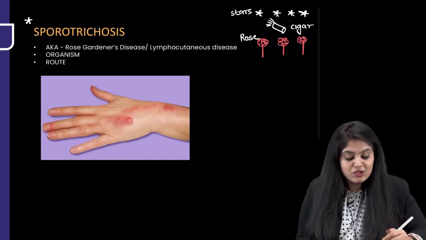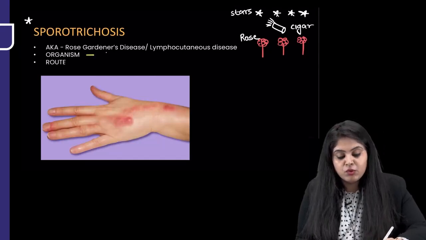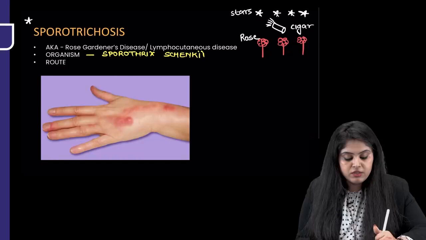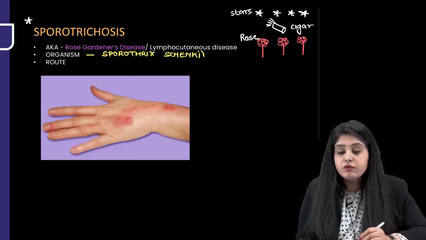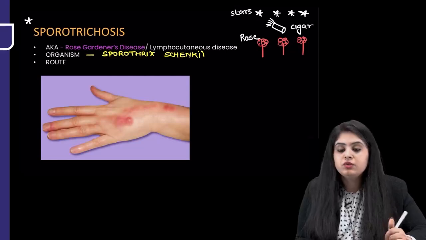Now let's start. Which organism am I talking about? Sporotrichosis will tell me that I am talking about Sporothrix schenckii. Next, what is the other name? It is known as the rose gardener's disease. So see, the story of the rose has come. Why do you call it a rose gardener's disease?